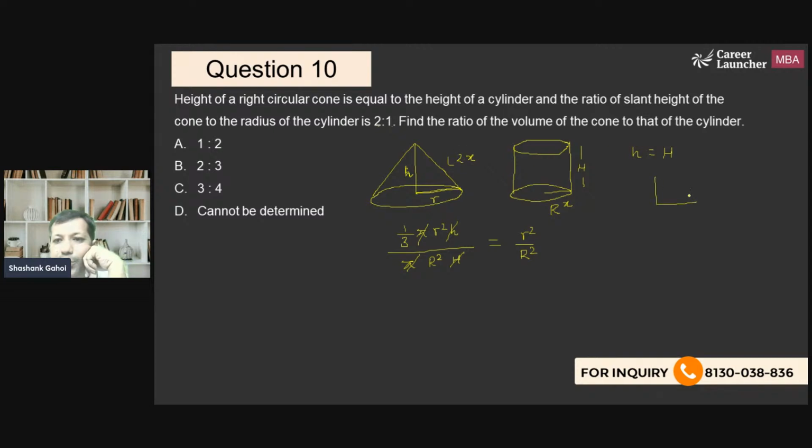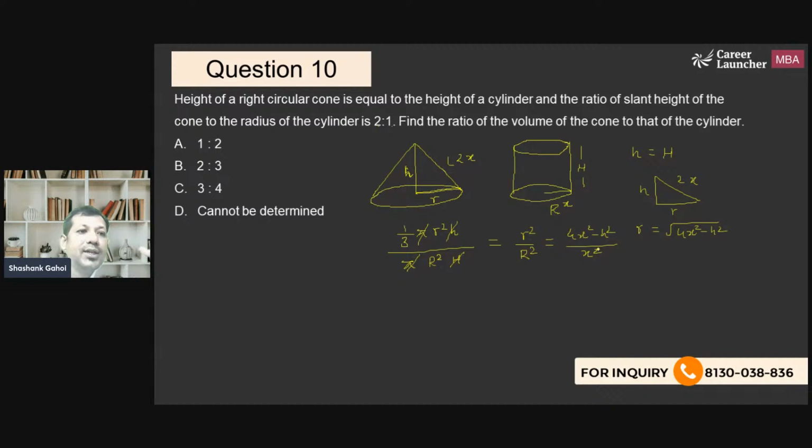So I am just going to write it. This is H, this is R, this is 2x. ठीक है. So R is equal to square root of 4x square minus h square. So this comes out to be (4x square minus h square) upon x square. क्या हमारे पास x और h में कोई रिलेशन है? There is no relation that is given to us.